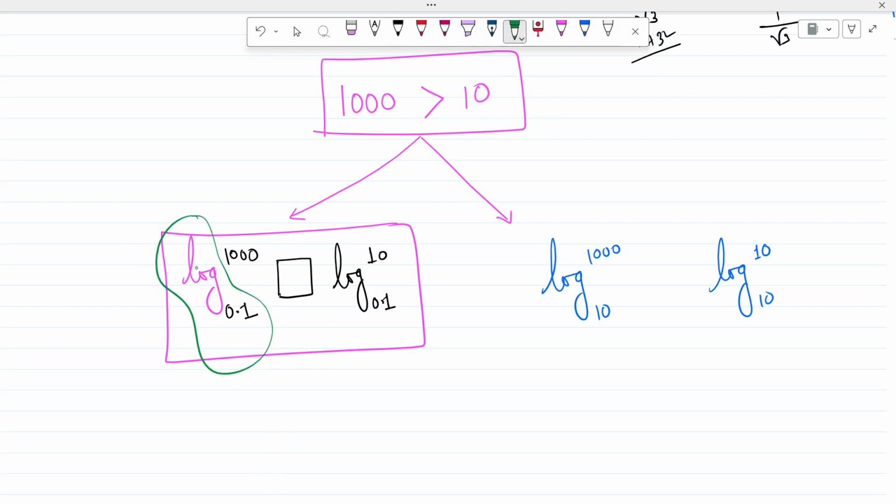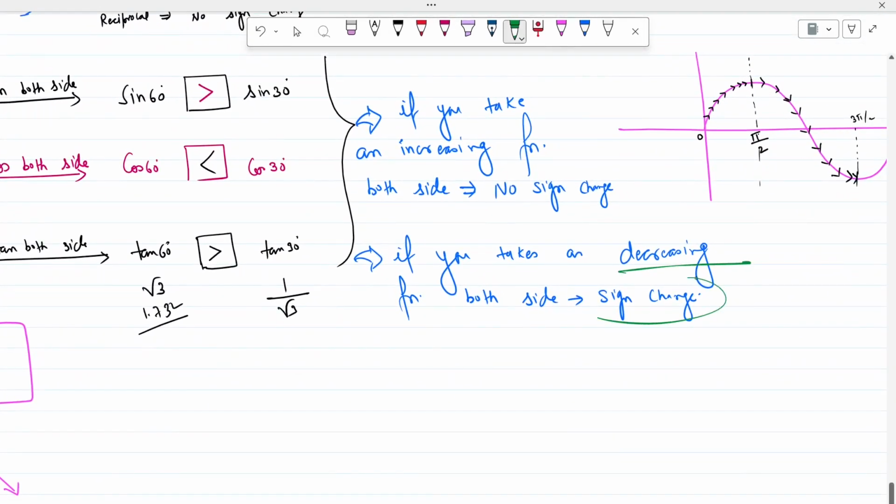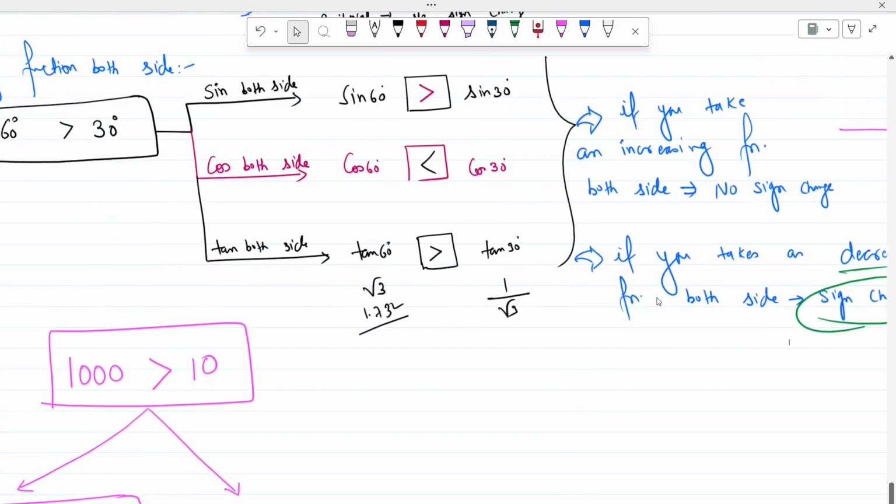Decreasing, sorry, increasing, decreasing. Decreasing. So if it's a decreasing function, then the inequality will get changed. See, I have written here clearly: if you have a decreasing function, change the sign, right?